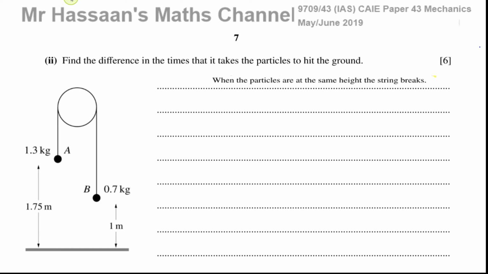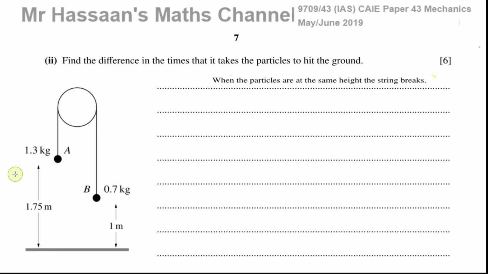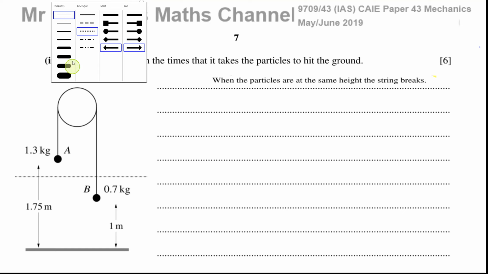The difference now in the question is this part over here, that they're going to reach the same level. It says when A and B both reach the same level, the string breaks. So we have to first work out the situation when they reach the same level. They're going to be at the same level when A and B have both traveled the same distance, and that distance, as we discussed earlier, is half of the difference between their heights.